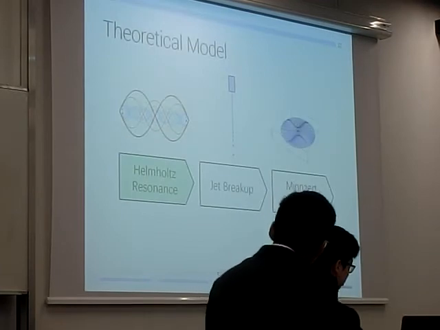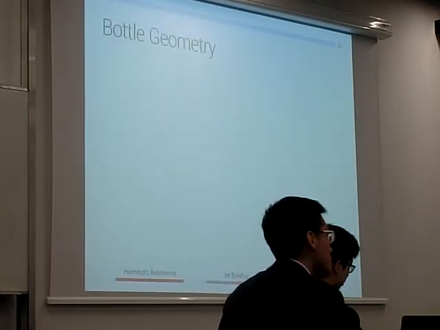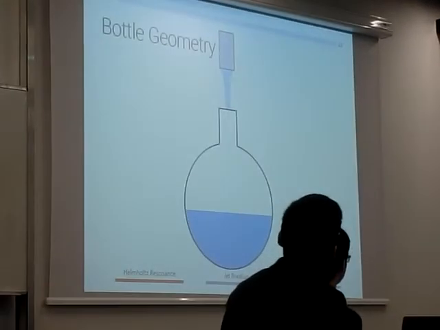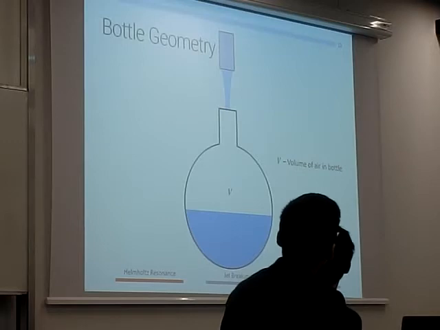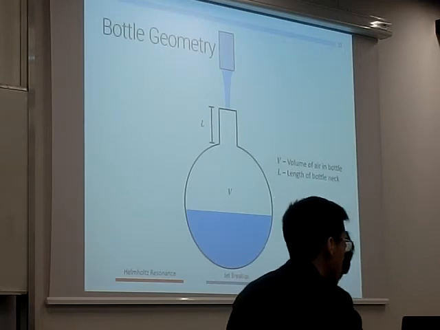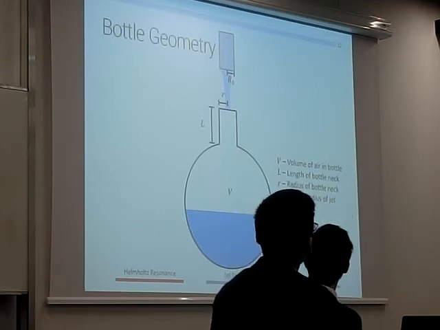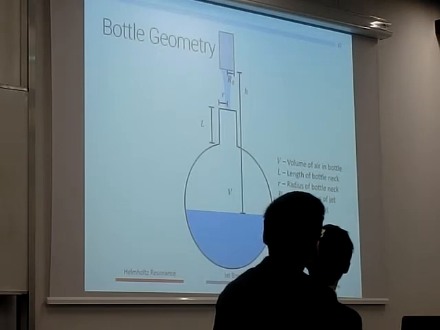Next, on to my theoretical model. The first theoretical model I have to explain this phenomenon is Helmholtz resonance. So if we look at our bottle, we have our jet and our bottle. We can label the volume of air inside the bottle V. The length of the bottleneck can be denoted as L. The radius of the bottleneck is denoted by R. The initial radius of the jet is denoted by R naught. And the height of the jet to the water surface is H.